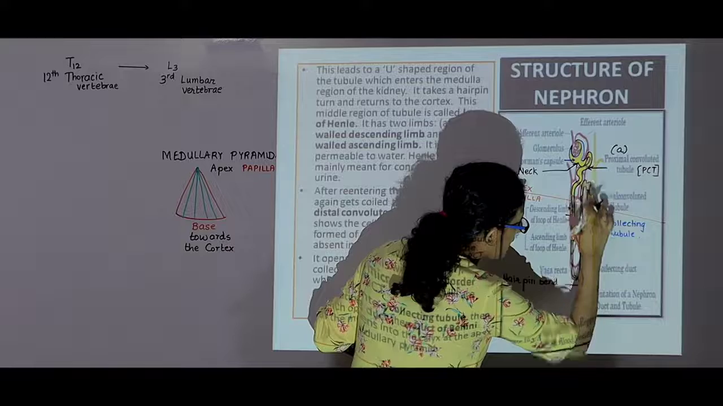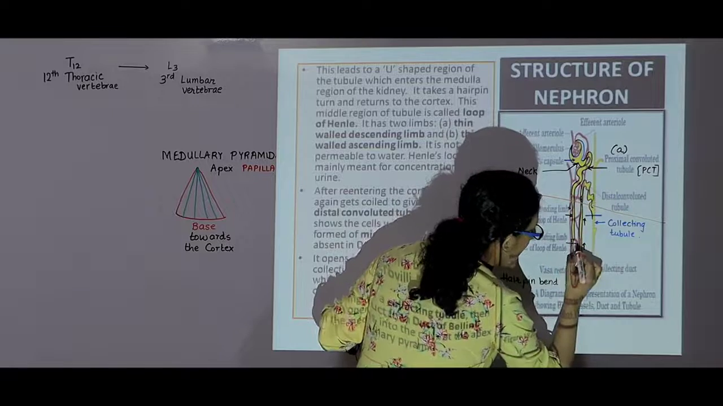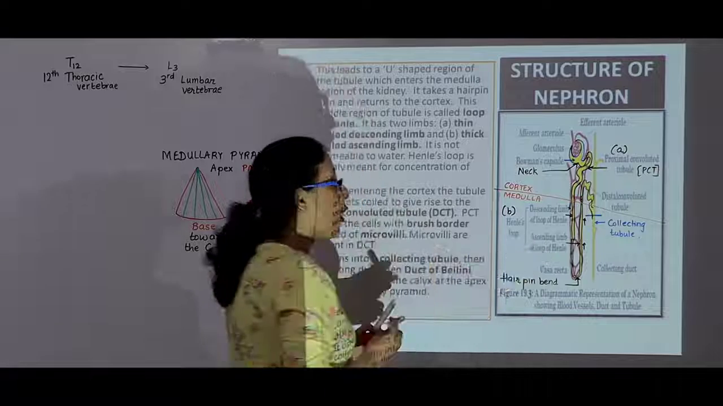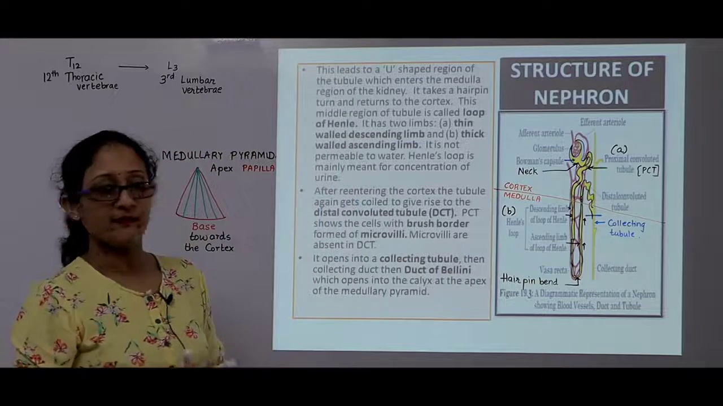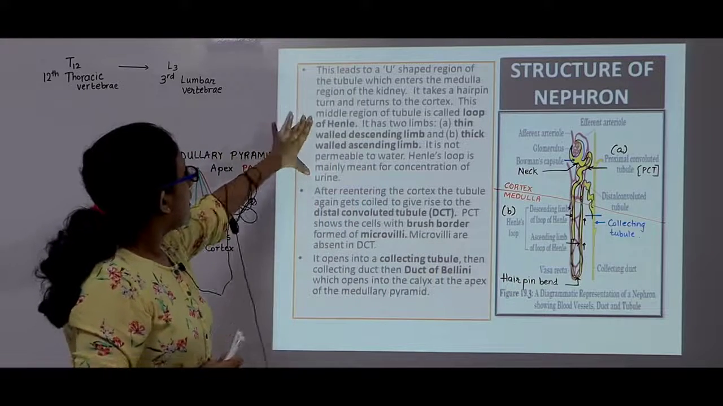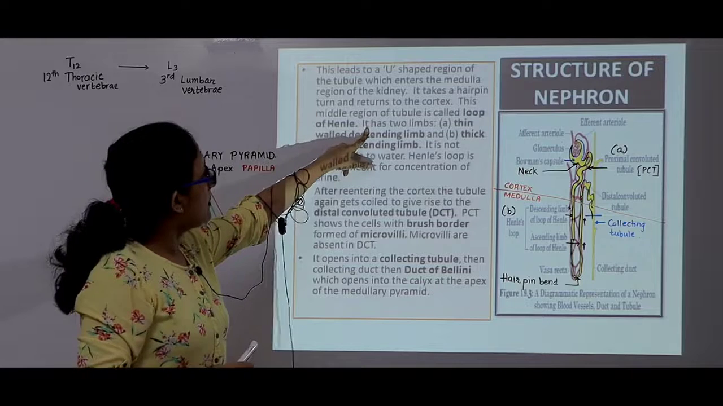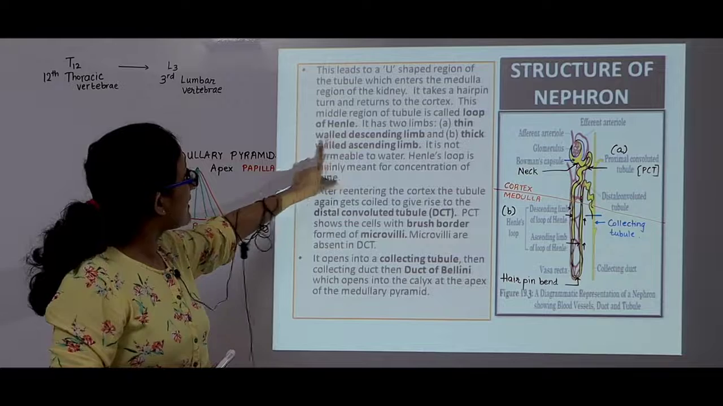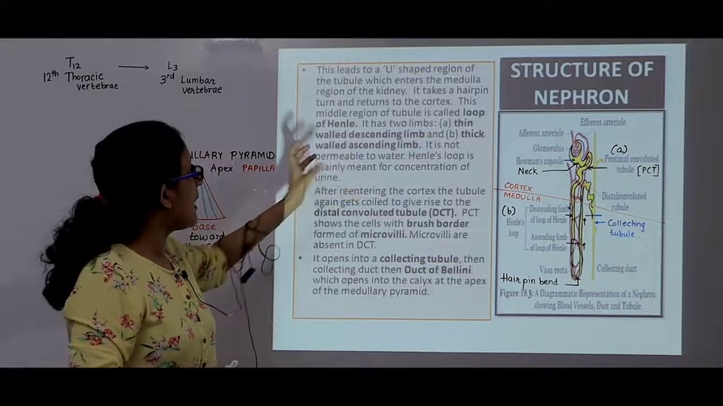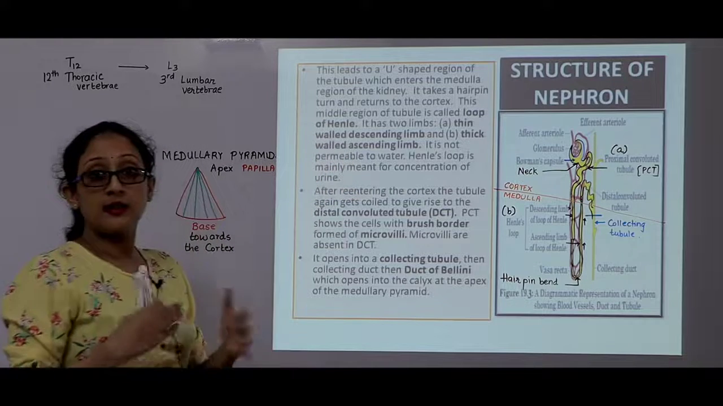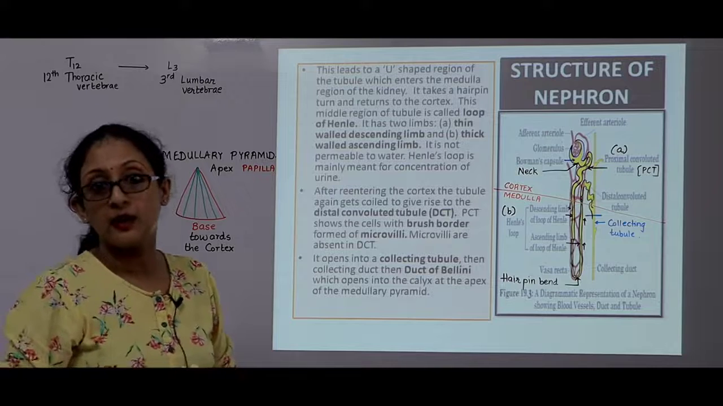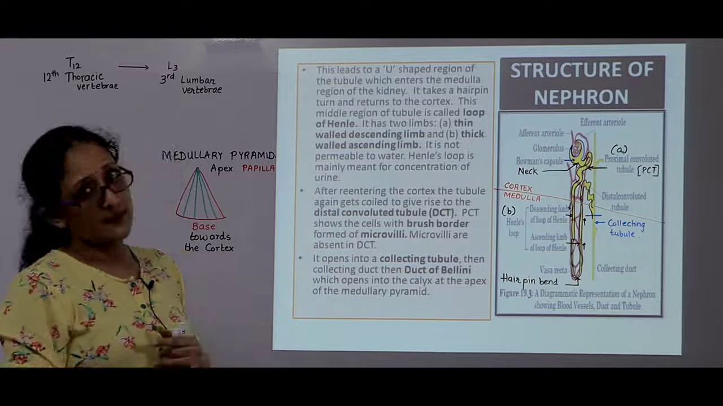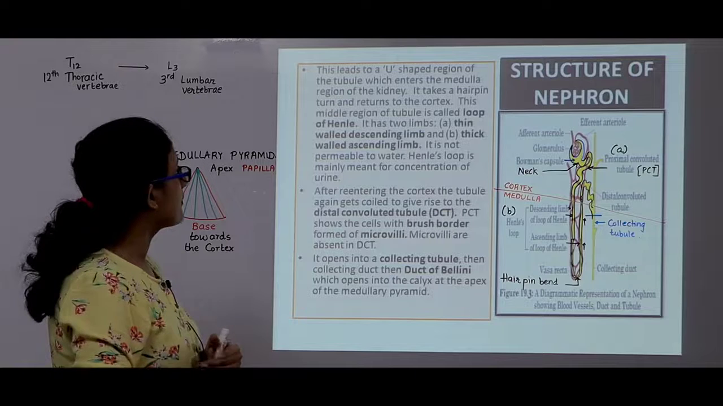So this part where the urine moves upwards, see the arrow, is called the ascending limb of the loop of Henle. So it has two limbs, a thin walled descending limb and a thick walled ascending limb. Mark these, because later on that changes the permeability. Thin walled descending limb and thick walled ascending limb.